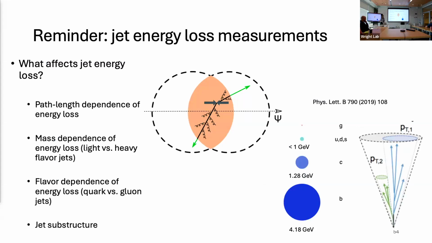So I wanted to bring back this slide that I showed at the beginning of different things that you could study and how they affect jet energy loss. Things like the path length dependence of energy loss, mass dependence, looking at light versus heavy flavor jets, quark versus gluon jets, and then jet substructure. As I mentioned, these are all things that sPHENIX really wants to be able to address in the measurements that we do.